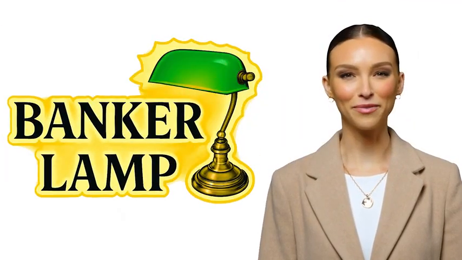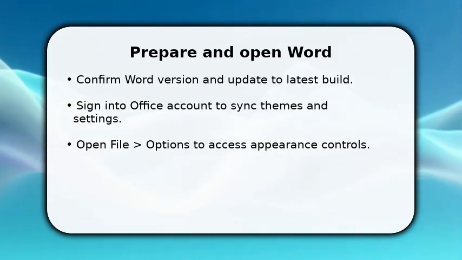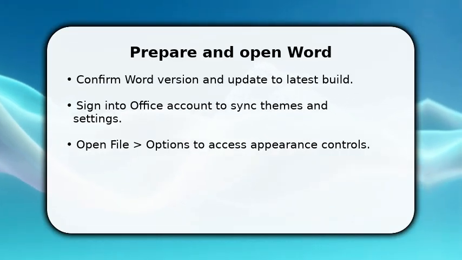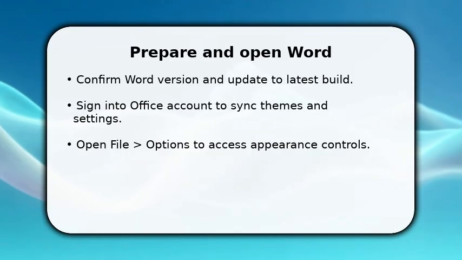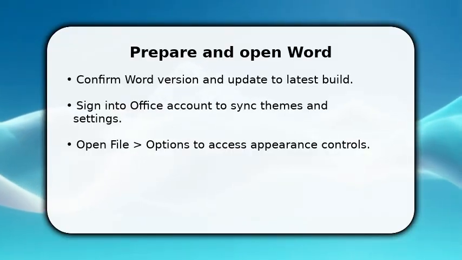Please enjoy the video. You start by preparing the app. Make sure Word is updated and you're signed into your Office account so settings sync. Once ready, open Word and go straight to File, then Options. In Options, select General, where Personalize your copy of Microsoft Office appears. This is where you take control of the interface color.